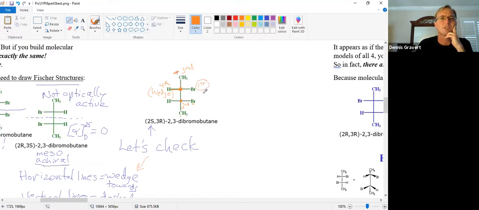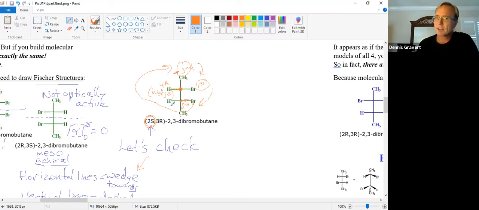Well, 1st group goes to 2nd, goes to 3rd. 1st group goes to 2nd, goes to 3rd. Looks like I'm making a right-hand turn. Yeah, but the 4th group is on a wedge bond, so it's not right hand, it's a left hand, which is sinister, S. That is the correct configuration.